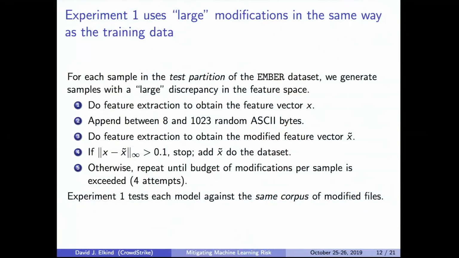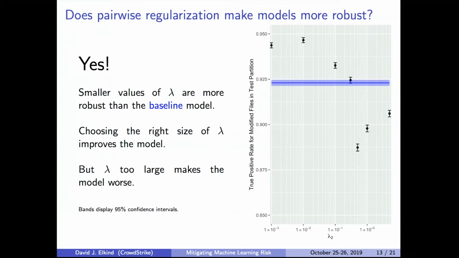Okay, so experiment 1. We apply large modifications to a file. For every file in the data set, we take the feature vector of the original file, then we append some random data. We try to get a large difference in the feature vector, just because we want the data we're training on to be very different, right? If there's a small difference, that's not really meaningful from the perspective of the model. So we want to make the two files very different. Does it actually work? Turns out the answer is yes.